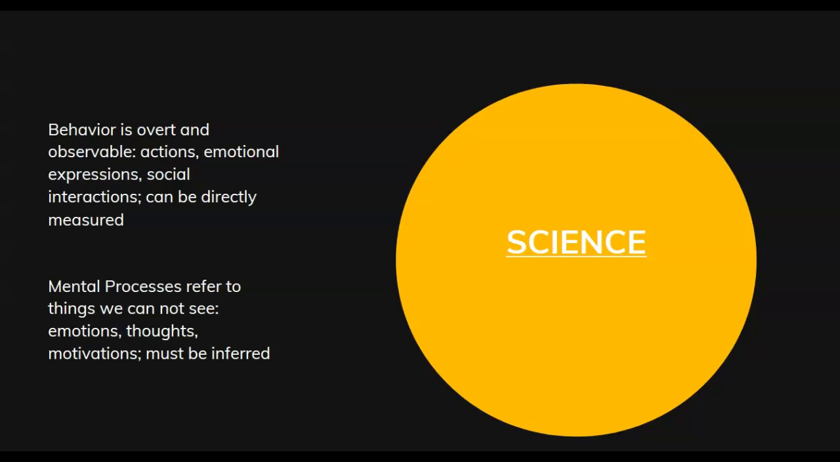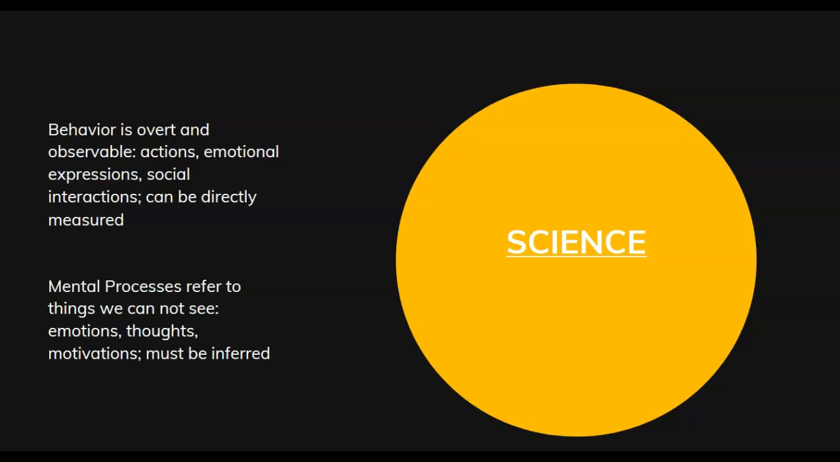Mental processes, on the other hand, refer to things we can't see. We can see a smile, right? That's an emotional expression, but we can't see the underlying emotions or feelings. We can't see a thought. Okay? We can't see motivations. We can't see someone's actual perception of an object. Okay? And so mental processes refer to those things we can't see. And what we have to do then is infer those processes from other measures, things that we can see.